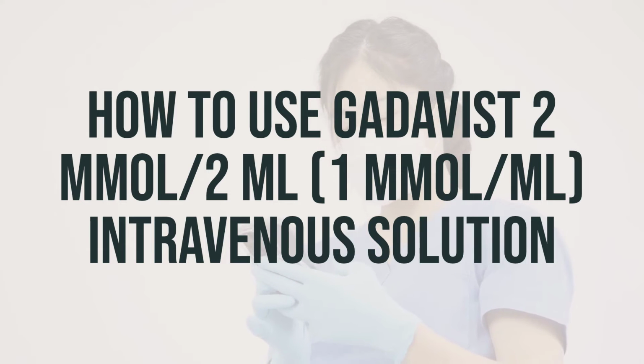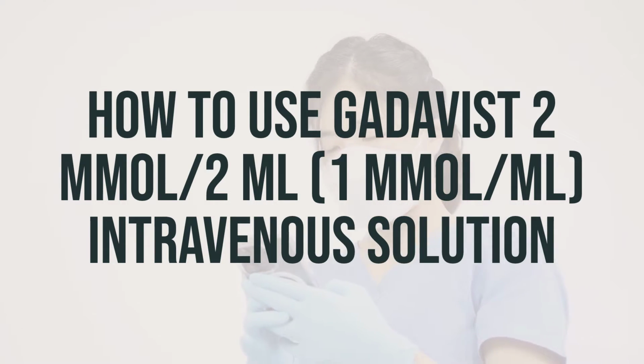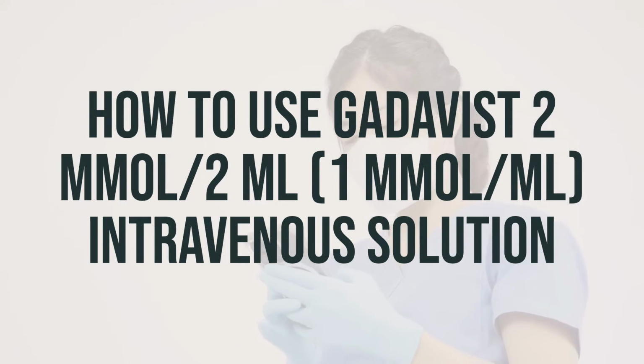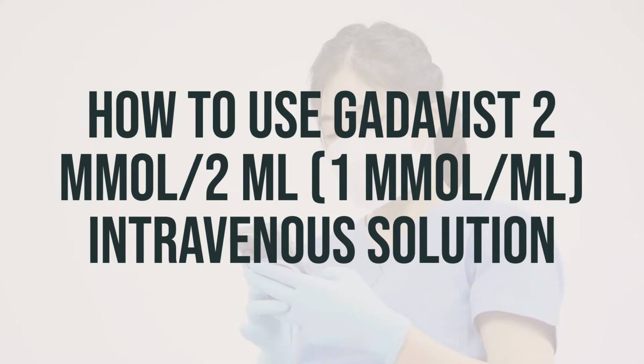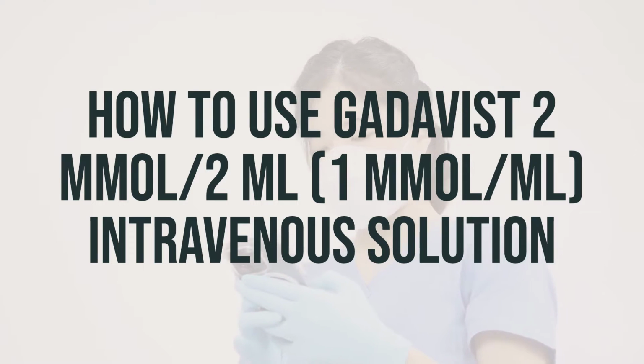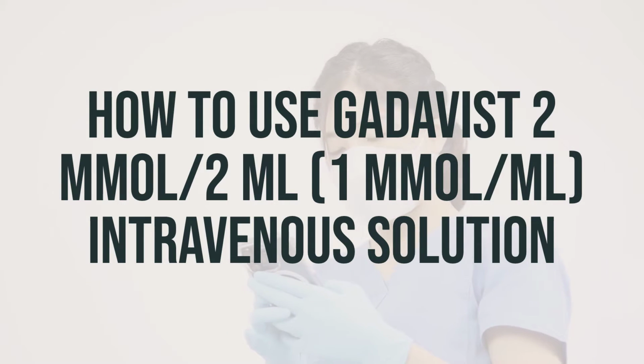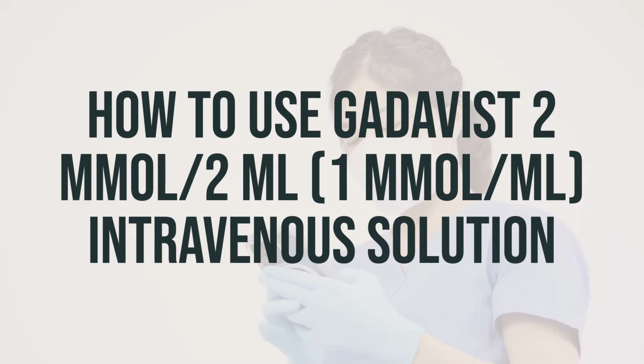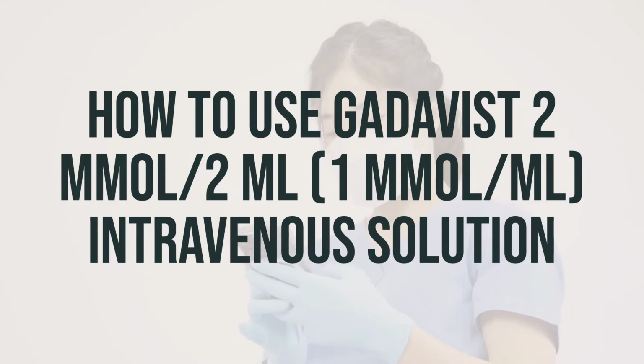Before starting this medication, make sure to read the medication guide and patient information leaflet provided by your pharmacist. If you have any questions, don't hesitate to ask your healthcare professional for more information. Gadavist 2 mol/2 ml, 1 mol/ml, intravenous solution is given by injection into a vein by a healthcare provider, as directed by your doctor. The dosage is based on your medical condition and weight, so it's important to follow your doctor's instructions carefully.